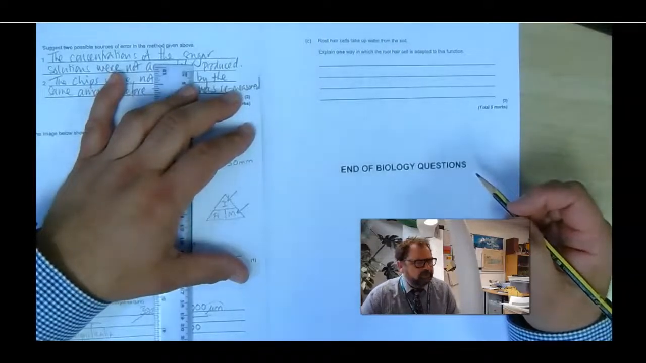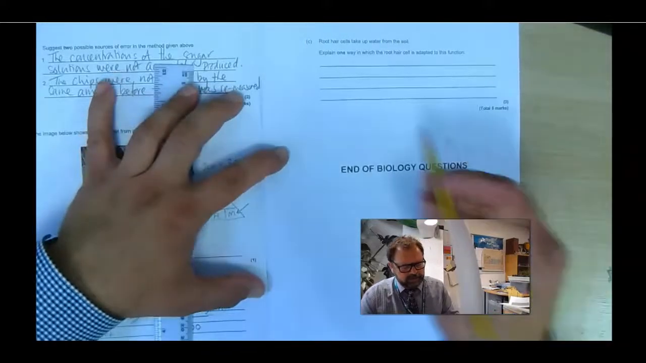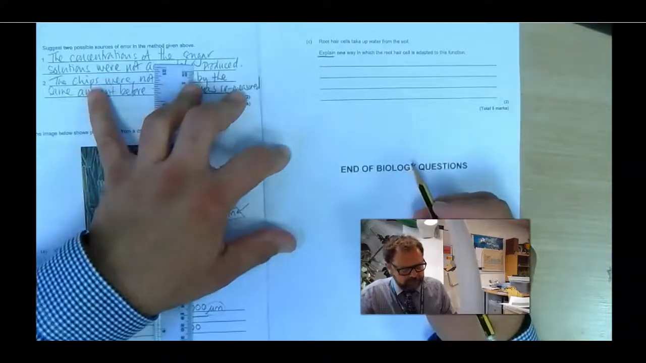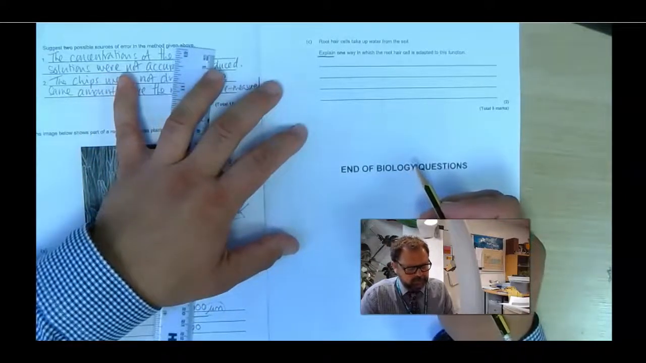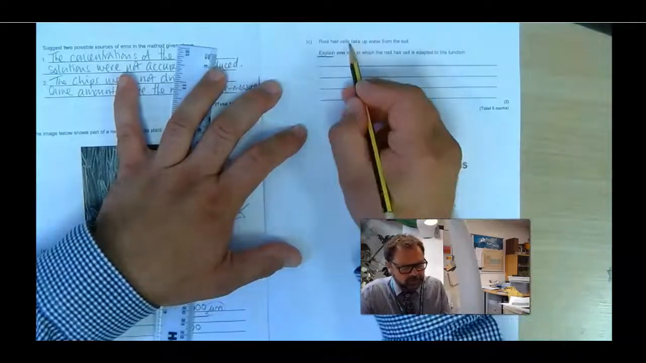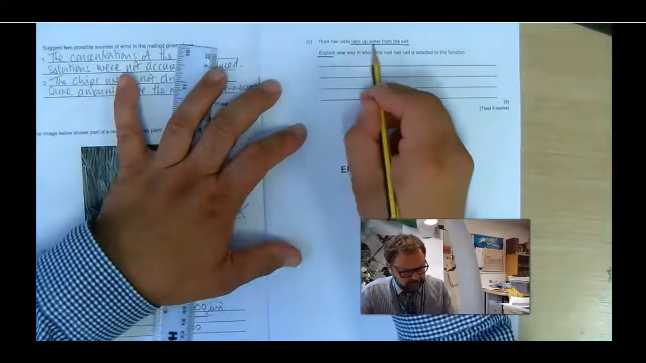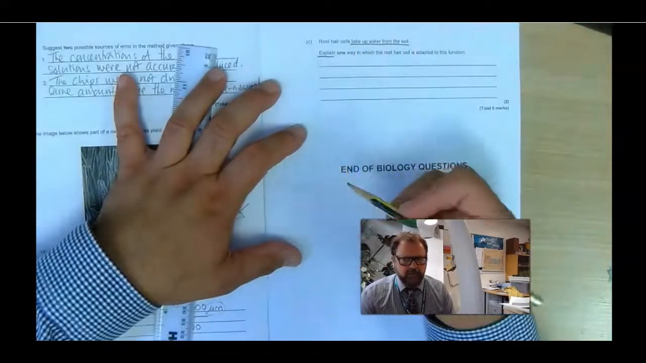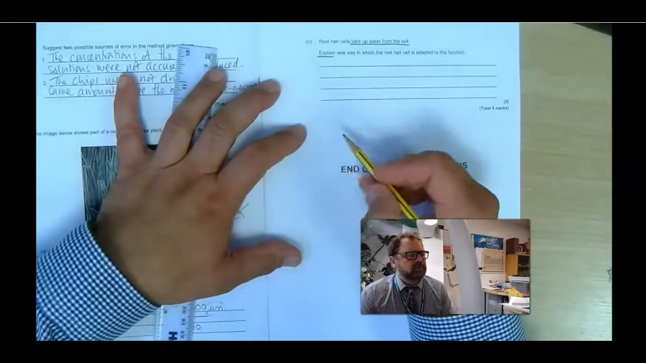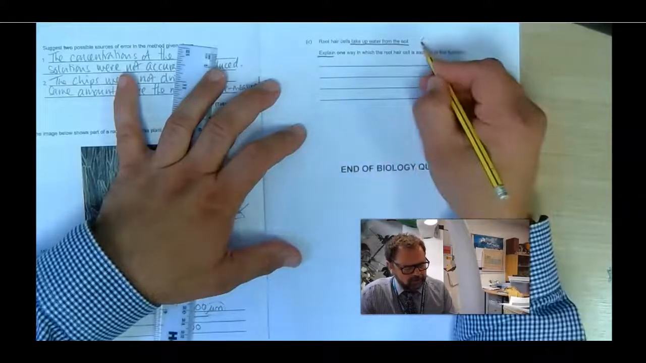Okay, folks, final bit of our biology questions here. We're being given some information. Root hair cells take up water from the soil, and this is an explain question. The command word says explain one way in which the root hair cell is adapted to this function, the function which is to take up water from the soil. So we shouldn't use this "take up water from the soil" in our answer, but we should think water, osmosis, movement of water into the root is going to be by the process of osmosis.